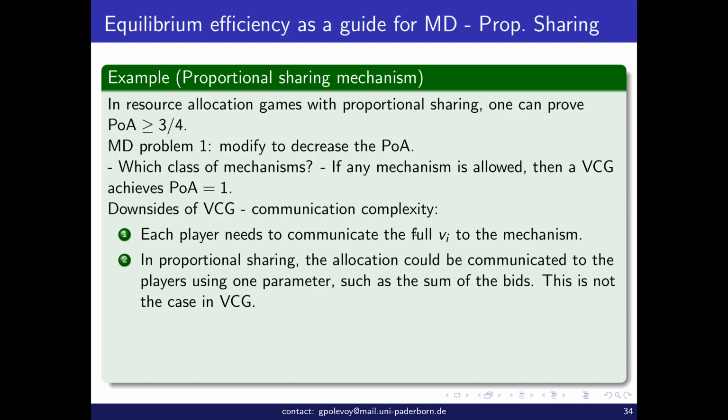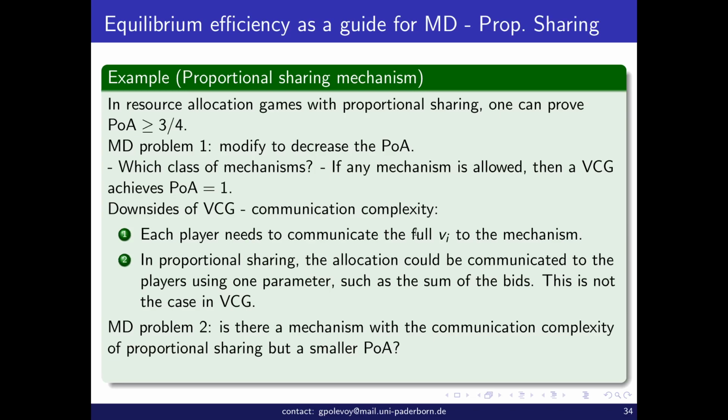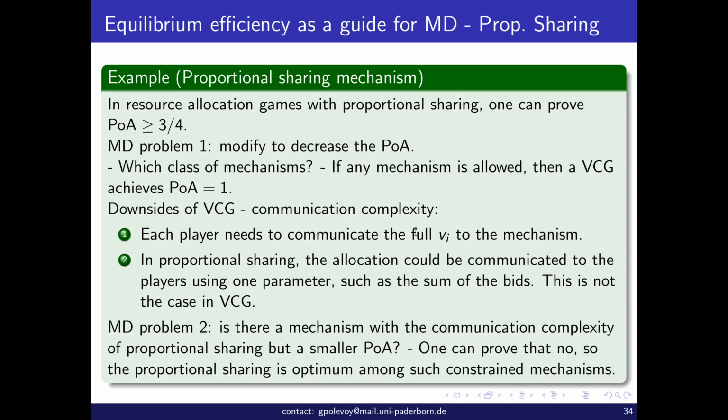Here in VCG, the prices are in general different for each player, so it's not possible to communicate the same number to all the players. So the problem now can be formulated: is there a mechanism such that the communication complexity is the same as that of the proportional sharing mechanism, but the price of anarchy is smaller than that of the proportional sharing mechanism? And here the answer is no. So the proportional sharing mechanism is optimum among mechanisms which have those communication complexity constraints.